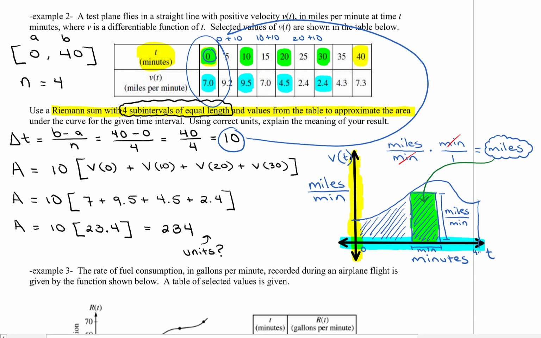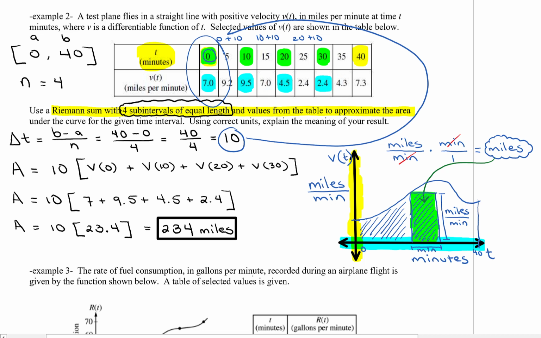So let's go back to our 234 answer. I'm going to erase where I wrote units with a question mark, and I'm going to write in the units of miles after the 234. And now I can box my answer.